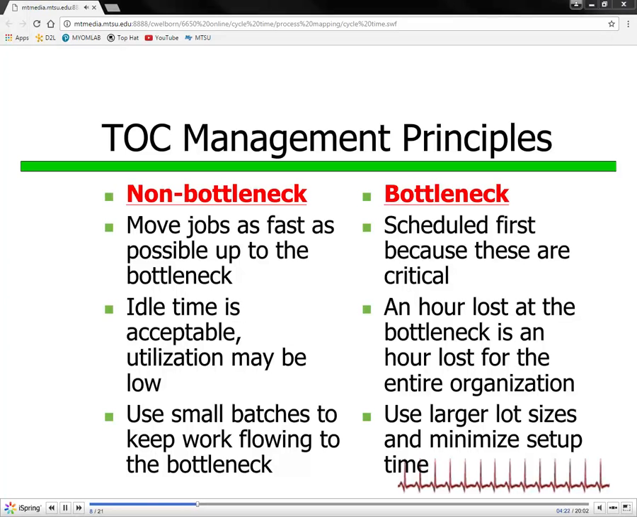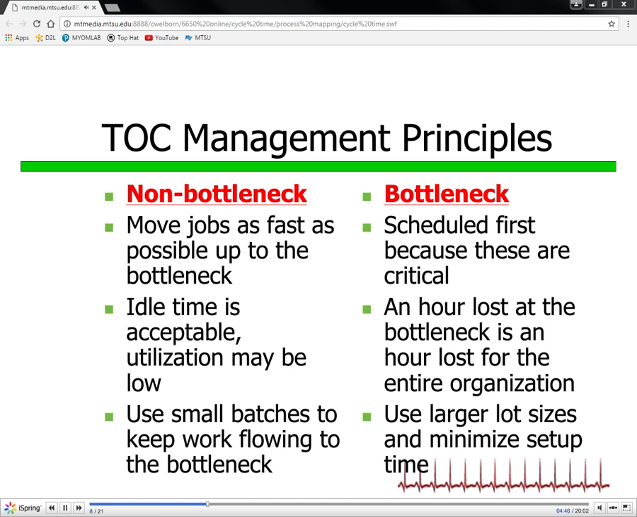So if you have steps that are not the bottleneck, what you want to do is move jobs as fast as possible up to the bottleneck. Idle time is acceptable, utilization may be low, which means at some point you have to stop pushing product or pushing jobs, and everyone sees that happen in the real world. You can only build up so many jobs up to a certain point, and then you have to slow down.